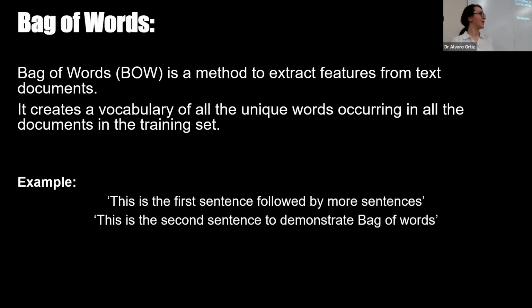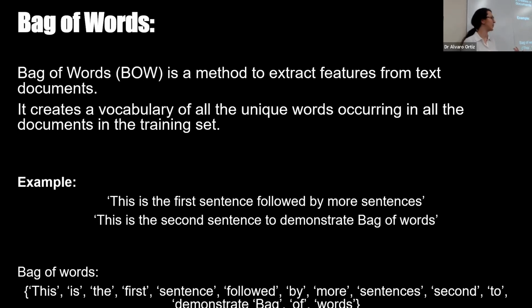So here I have two sentences. Let's look at the bag of words for this. This is the first sentence, followed by another sentence. And then I have, this is the second sentence to demonstrate bag of words. You see that both of them have this. So if I consider bag of words, I don't need to repeat them. I'm going to consider their frequency, of course. When we start the second one, we don't repeat this because we are looking at unique tokens, and then we will consider their frequencies.